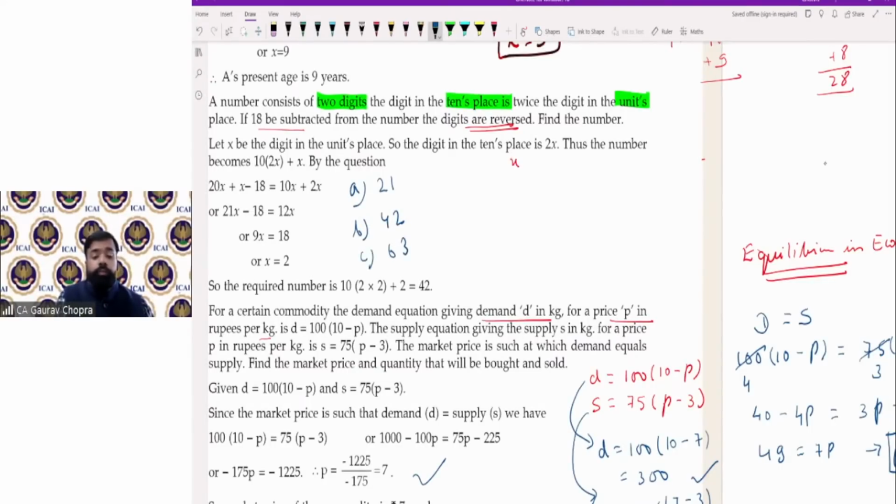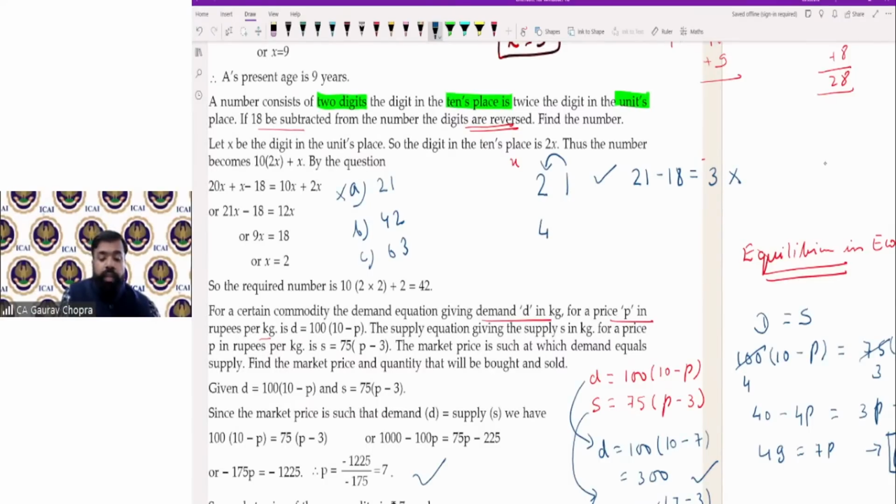Now, question says, the number at the units place and the tens place, the tens place number should be double of the units place number. So 21. So 2 is double of 1. First condition is verified. Now check the second condition. If you reduce 18 from this number, the digits are reversed. So if you reduce 18, we get 3. So digits are not reversed. Second condition is not fulfilled. That is why option A is wrong.